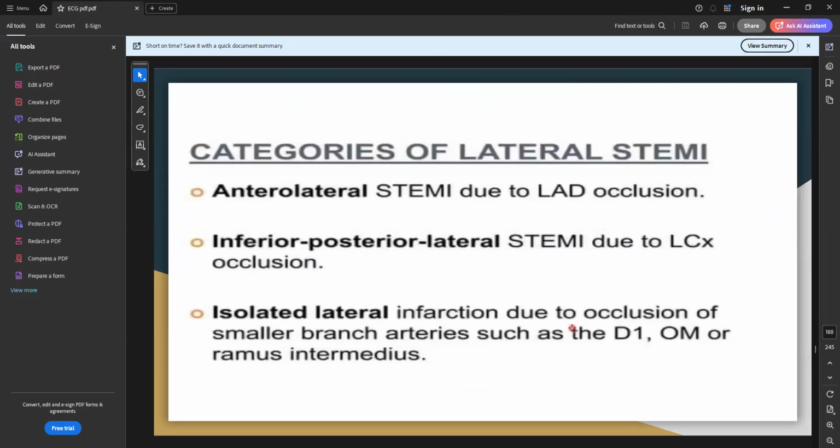What are the categories of lateral wall STEMI? There are three types of lateral STEMI: anterolateral, infero-posterior lateral, and isolated lateral. I have told you already, this isolated lateral is very uncommon.